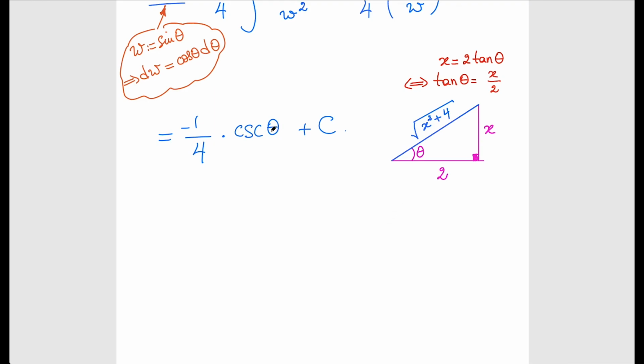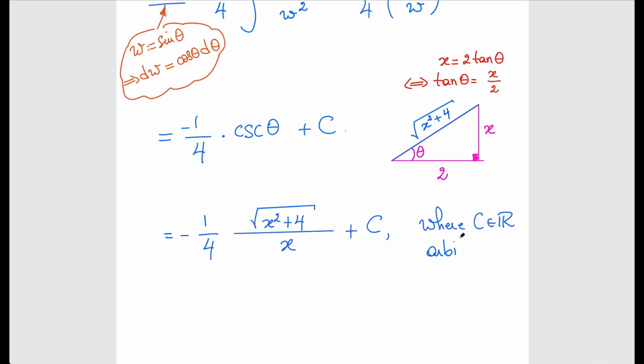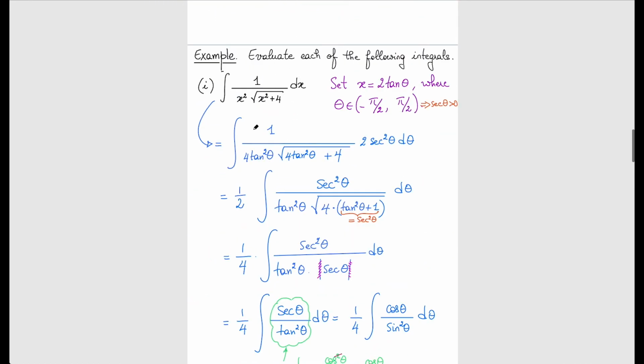So this is how much this length is. Okay? And now cosecant of theta, which is, cosecant is 1 over sine, right? Which means that cosecant is hypotenuse divided by the opposite, right? So cosecant then is equal to hypotenuse, which is square root of x squared plus 4, divided by the opposite, which is x, plus a constant of integration. Right? So that's gonna be the primitive of that integral that we had over here. Okay, all right.